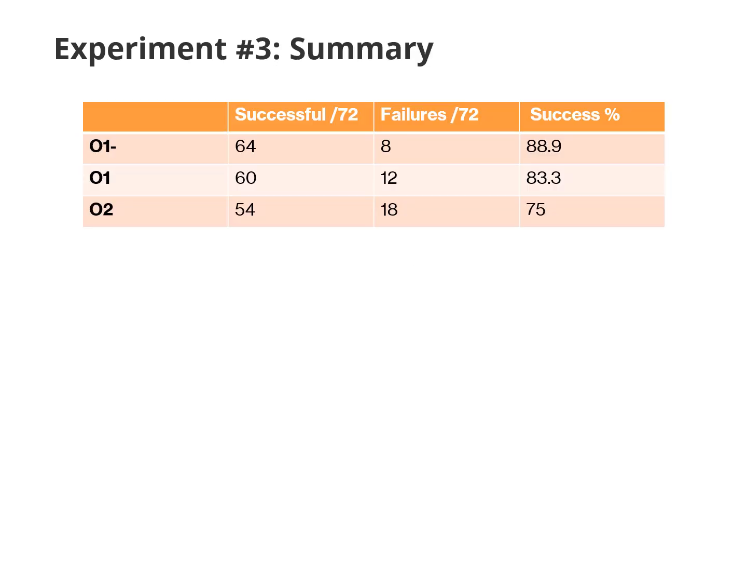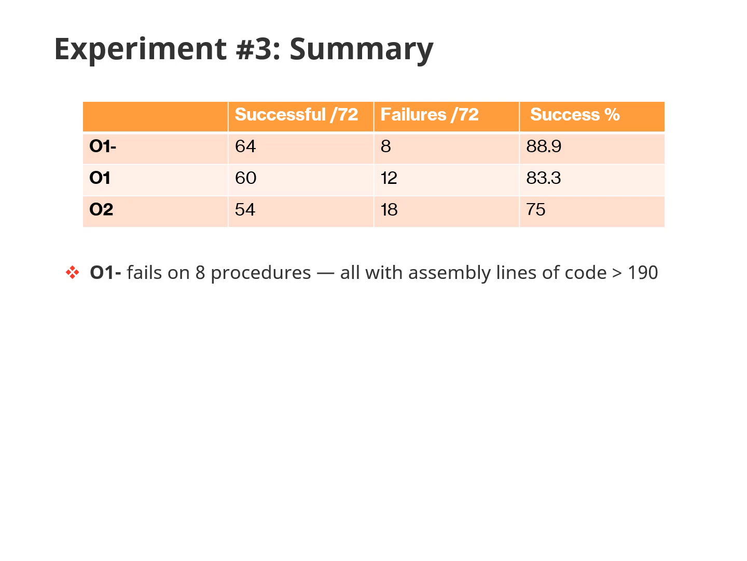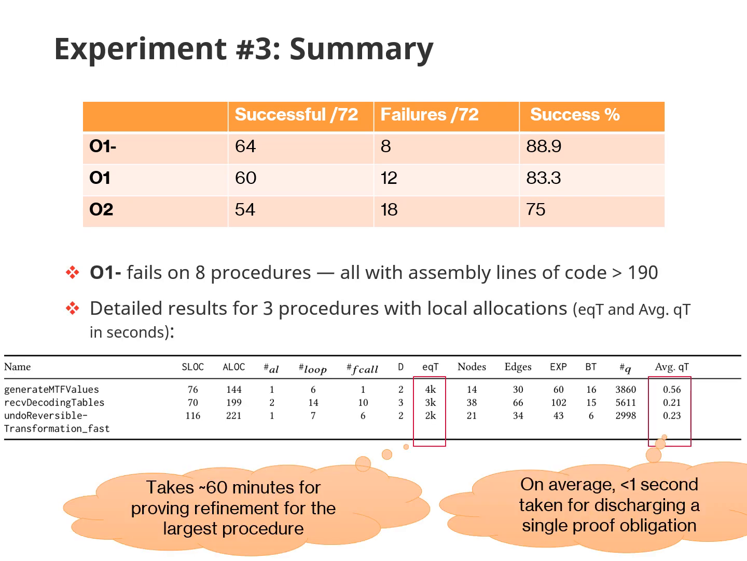With O1 minus compilation, our tool is able to successfully validate 64 procedure pairs. The remaining 8 procedures are all with greater than 190 assembly instructions. Our largest proof takes about an hour, and on average, each proof obligation is discharged in less than a second.